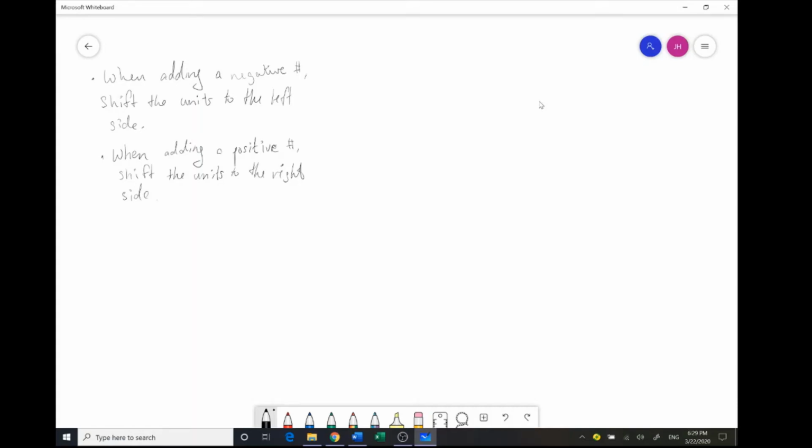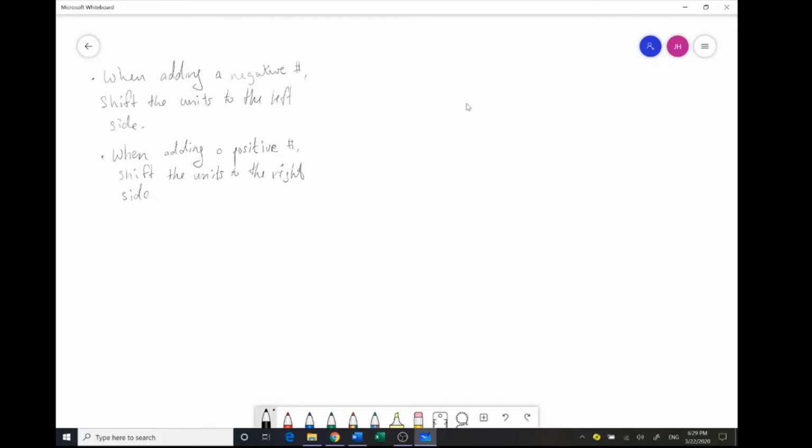Okay, now we're going to move forward to subtracting integers. Just a recap from the previous videos, when you add integers, there are two rules for it. I put them on the top left corner of the board. When you add negative numbers, you have to shift the units to the left side on a number line. And bullet point number 2 is that when you add positive numbers, you have to shift the units to the right side on the number line.